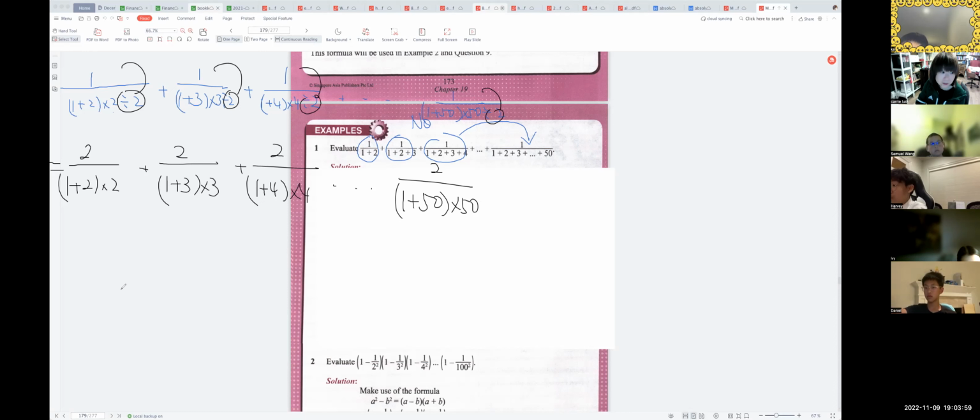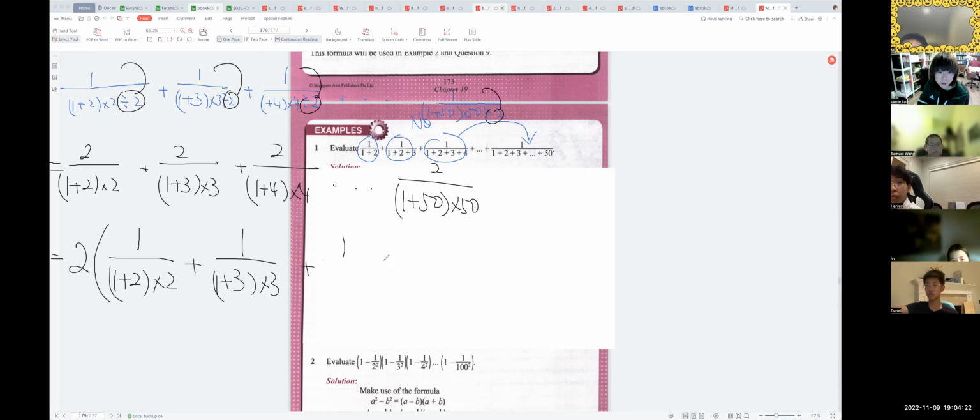Okay, very good. So now let's take a look at this one. If the numerators all have the 2, Ivy, can we take the 2 out and it becomes 2 times 1 over 1 plus 2 times 2, plus 1 over 1 plus 3 times 3, plus 1 over 1 plus 4 times 4, and all the way to 1 over 1 plus 50 times 50. Does everybody still with me? Daniel still with me? Okay, very good.